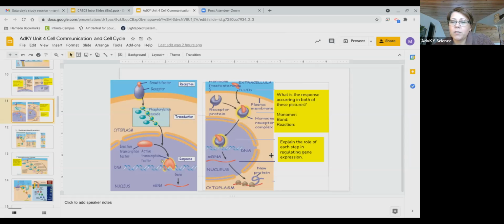The question wanted you to explain the role of each step in regulating gene expression. If you're explaining, you want to give me some details of how that step actually happens. So how would you explain reception? We'll take it part by part. If you'll go to chat, how would you explain this reception step? What's going on here?